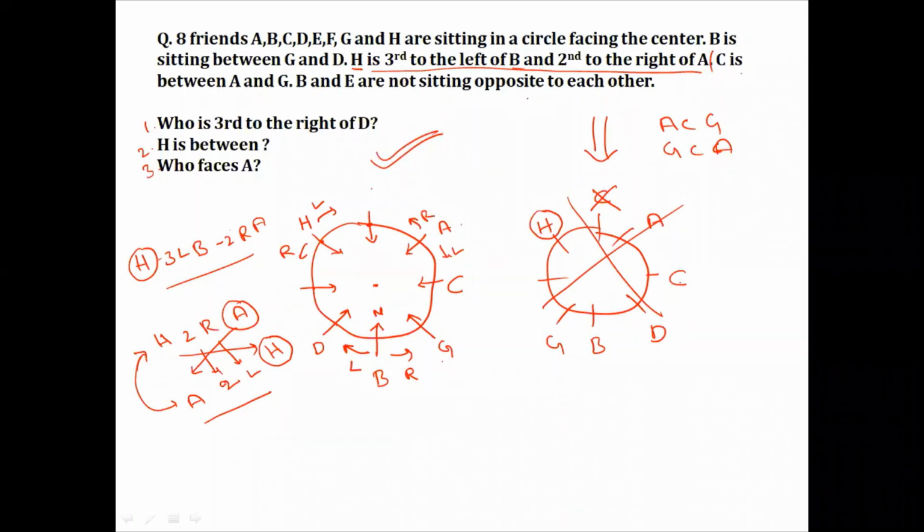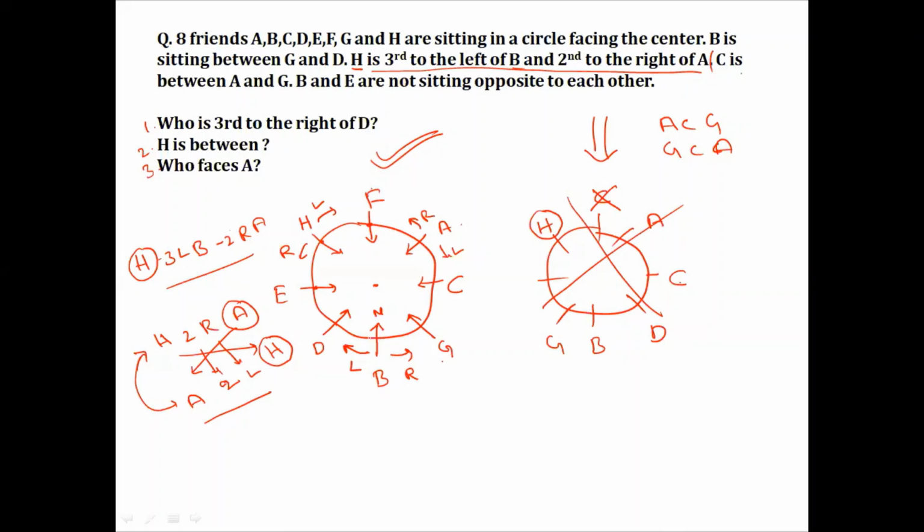Next, B and E are not sitting opposite to each other. Now we have two places empty here. So it says B and E are not sitting opposite. So obviously E should not come here. E should be in this place, and we are left with A, B, C, D, E, F. So we haven't placed F as of now. So this is the question.